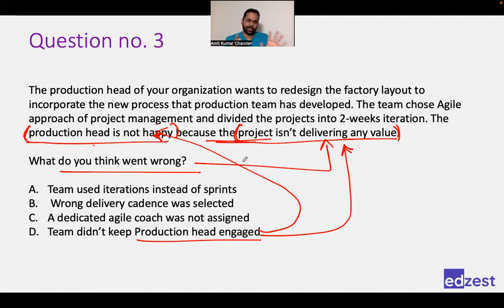Think about it. Your question is, can wrong delivery cadence result in project not delivering value? Is that answer yes or no? Yes. Right? And that's why we have selected it. We have to just find a likelihood. We don't have to think 100% about whether they selected 1 week, 2 weeks, or 3 weeks. We don't have to worry about that. We have to just see, can this result in that? So yes, and we don't immediately say, okay, correct. We say, yes, this could be a reason. And then we try to find out whether there is a better reason or not. If not, then this is correct. If yes, then that would be correct.